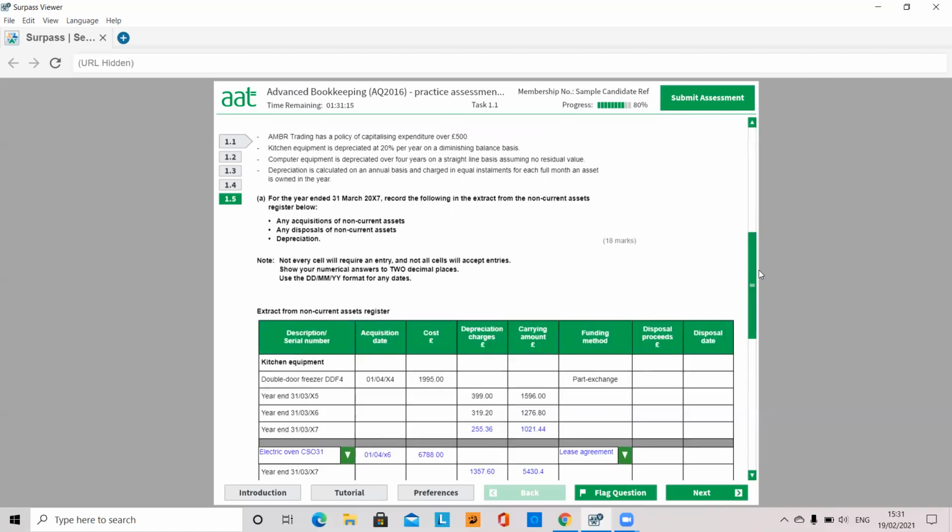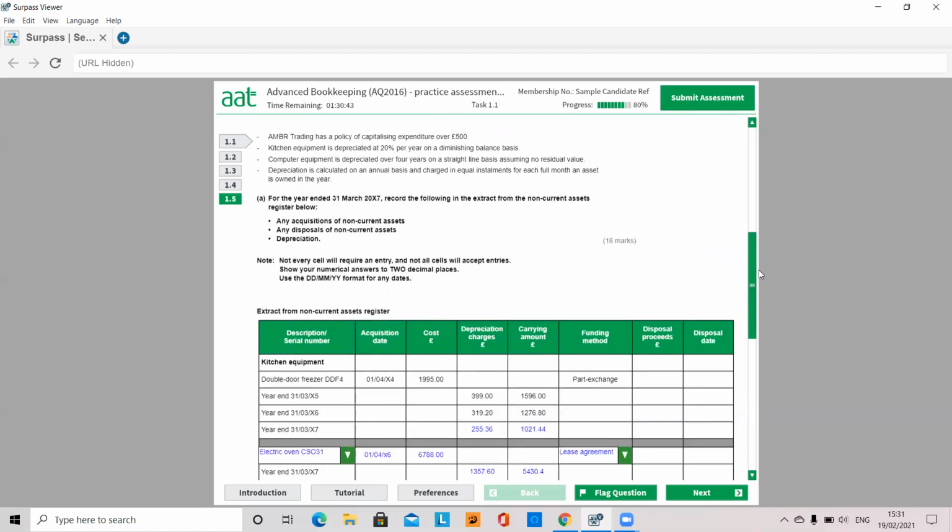So all we're going to do is divide the cost by 4 to work out what the depreciation charge would be for the year. There is a question later where we've got a residual value, and I'll show you how that works. It then tells us depreciation is calculated on an annual basis and charged in equal instalments for each month the asset is owned. So we're going to work out what the depreciation charge is for the year and then how long we've had it for, because then we can work out what the depreciation charge will be.